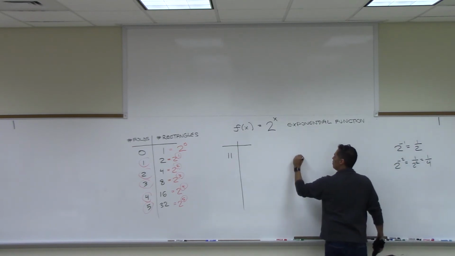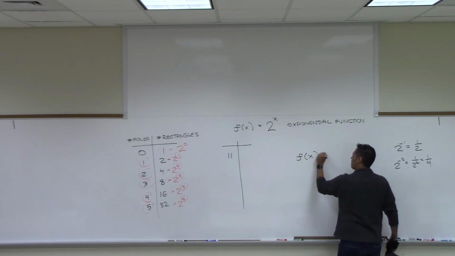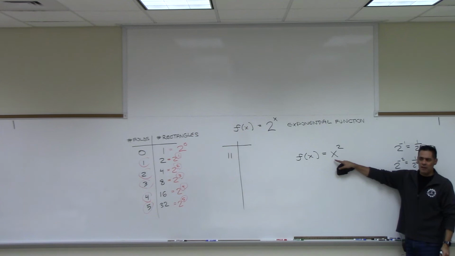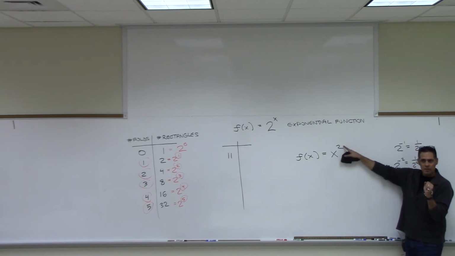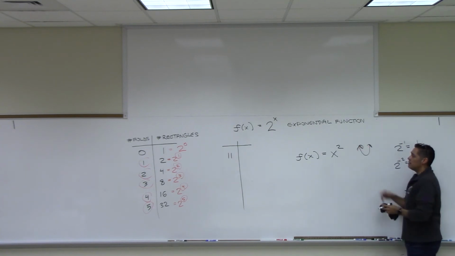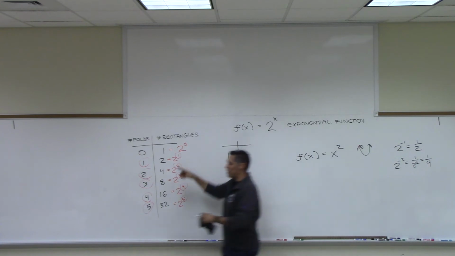Do not confuse that with this function. This function is a parabola, right? Where's the variable? Down on the base. The exponent is a fixed number. We know this looks like this, right? Parabola. That's a parabola. And this doesn't work here, right?